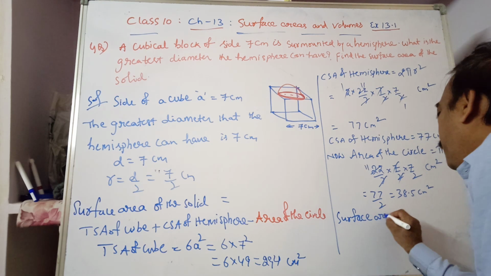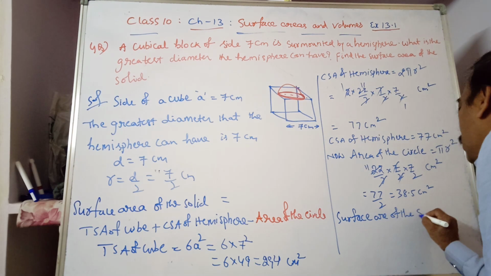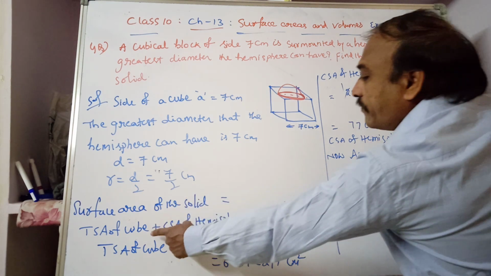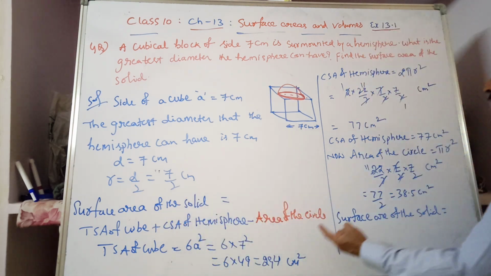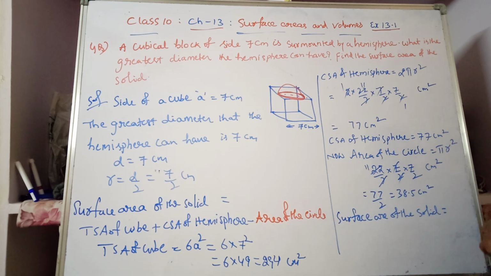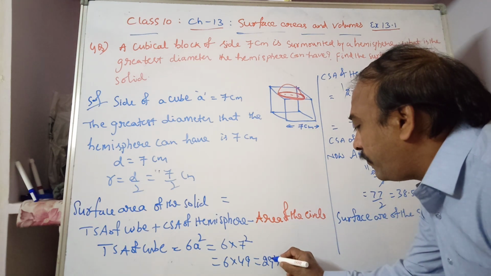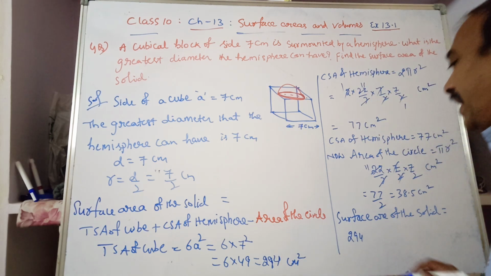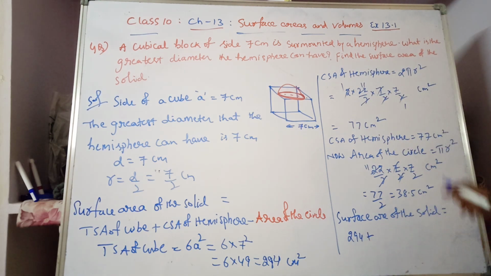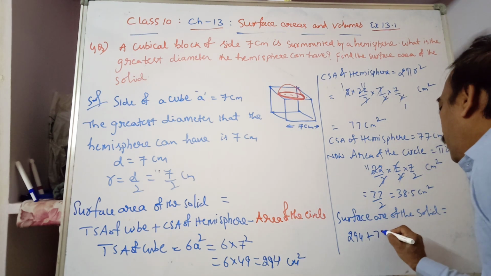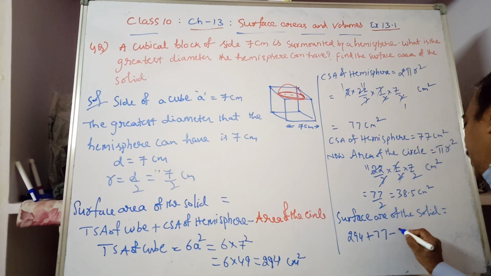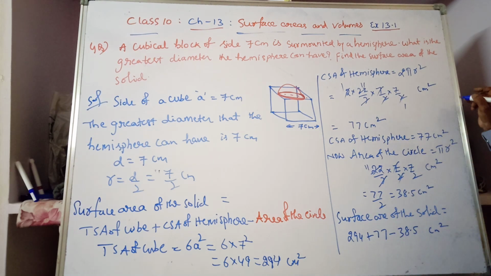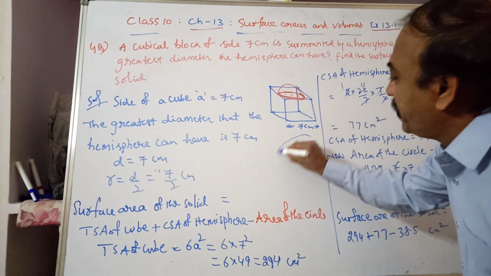Surface area of the solid is equal to, as we already mentioned here, TSA of cube plus CSA of hemisphere minus area of the circle. TSA of cube we got as 294, then plus 77 minus 38.5 centimeter square. So here I will calculate the rough work.